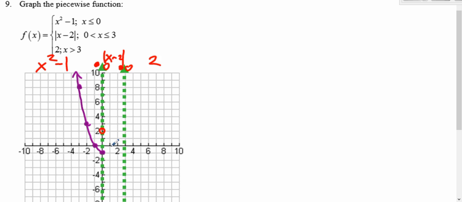Plug in 1. 1 minus 2 is -1. Absolute value makes that positive 1. Plug in 2, we get 0. And then plug in 3, we get 3 minus 2 is 1. Absolute value is 1, and it's closed. So there's our graph for absolute value.